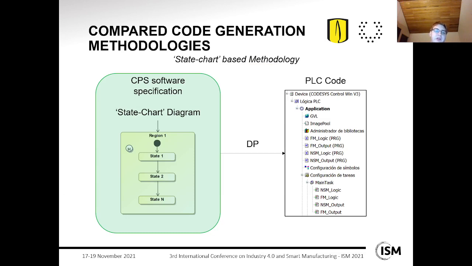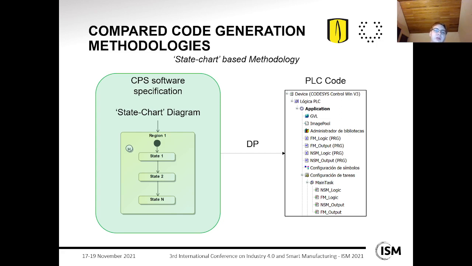This is a planar representation of a system. It is only composed of states. This is a difference between this and the GEMMA-GRAFCET, where there are two hierarchical layers. So the state chart based methodology requires a design pattern, not a hierarchical design pattern, to obtain the PLC code.